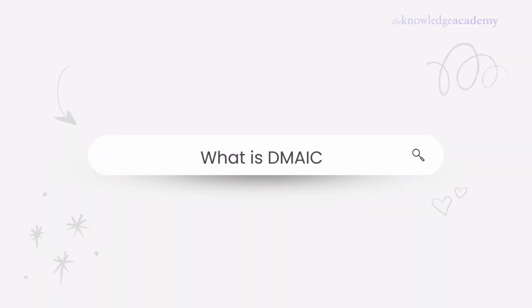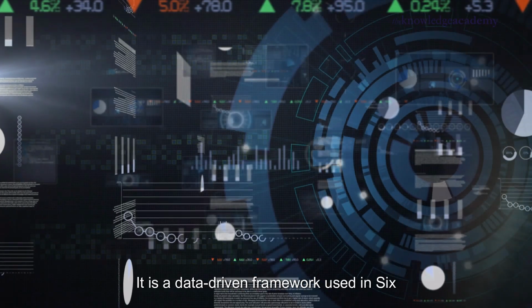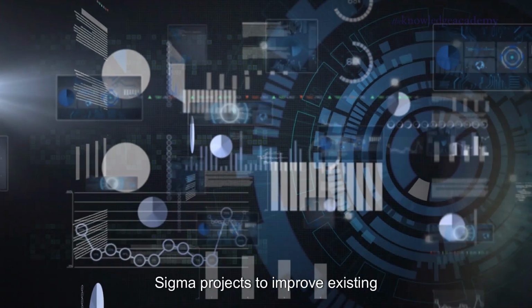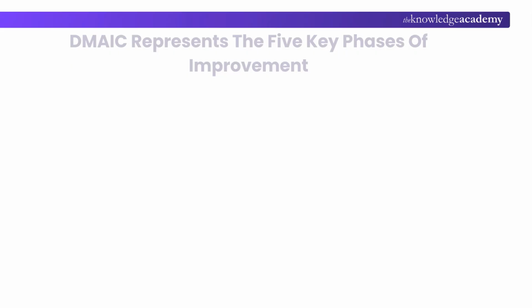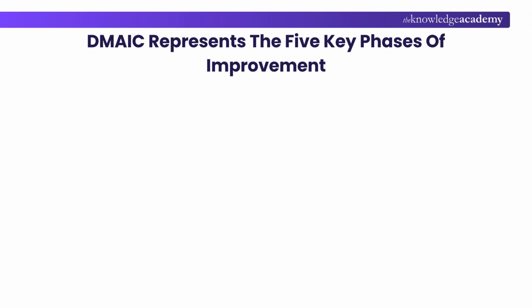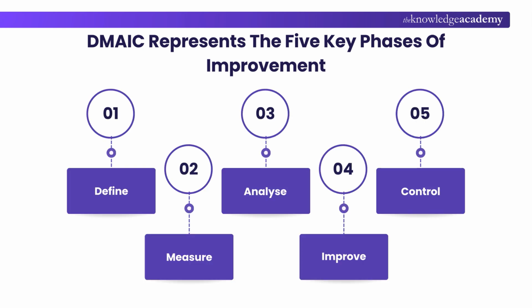What is DMAIC? It is a data-driven framework used in Six Sigma projects to improve existing processes. The name DMAIC represents the 5 key phases of improvement: define, measure, analyze, improve, and control. Each phase has a specific purpose, and together they provide a clear roadmap for solving problems systematically. Let's look at each one step by step.